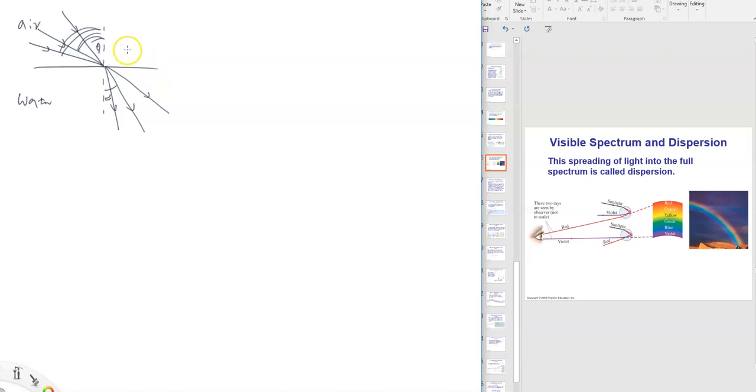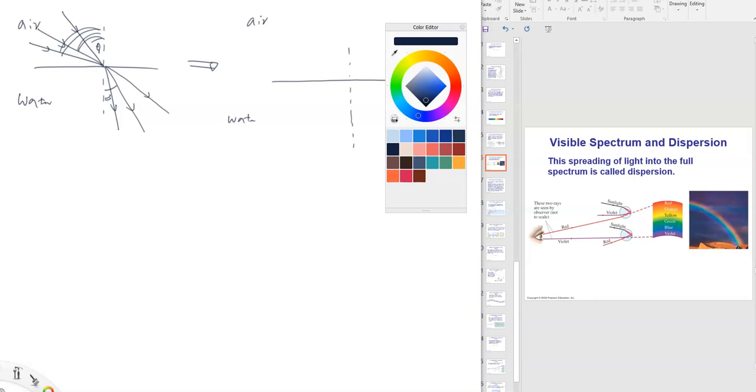Okay. Now let's look at the opposite of this. You are shining the light from underwater. So here's the surface, air, water. Let's draw a normal. Let me use some different colors.